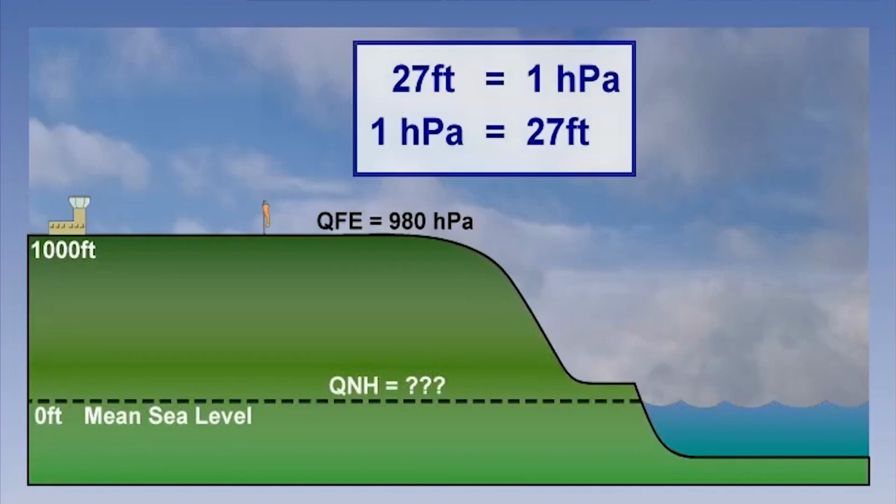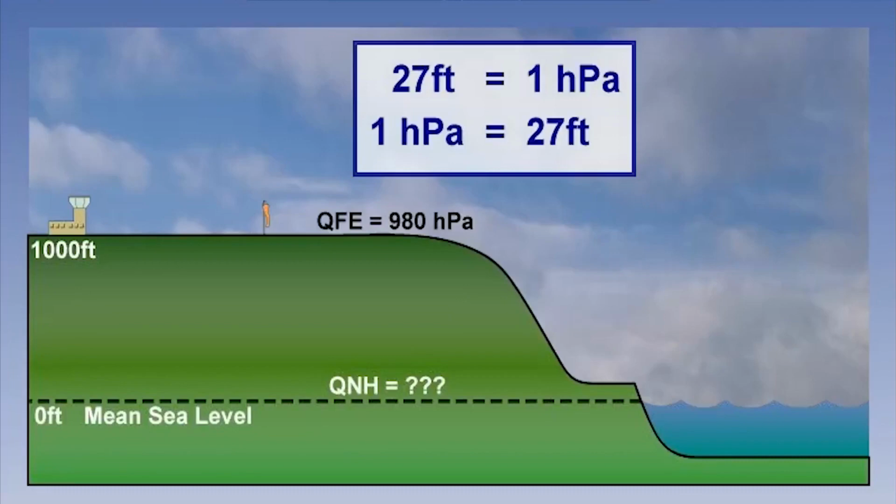Looking at the diagram, we can see an airfield 1,000 feet above mean sea level. If the QFE was 980 hectopascals, what might the QNH pressure be? What we have to do is increase the pressure from the airfield to mean sea level. But by how much?